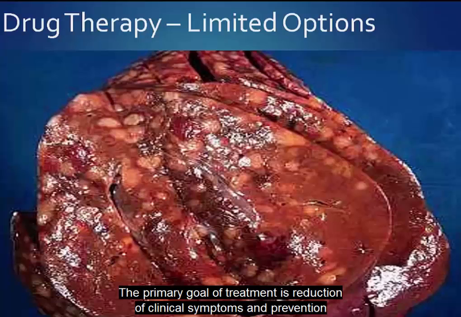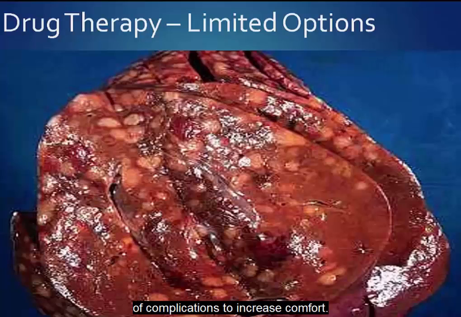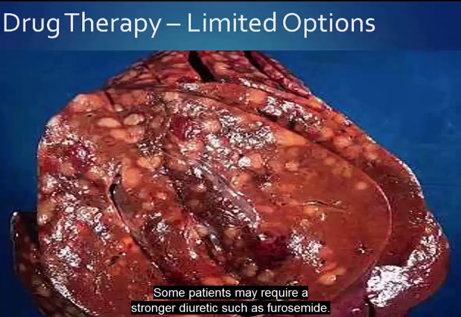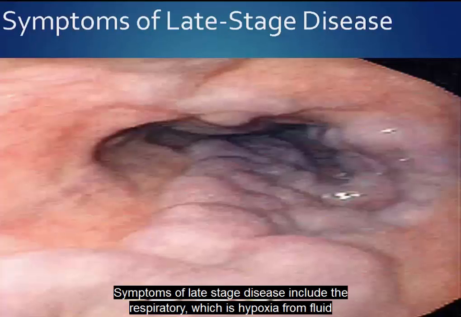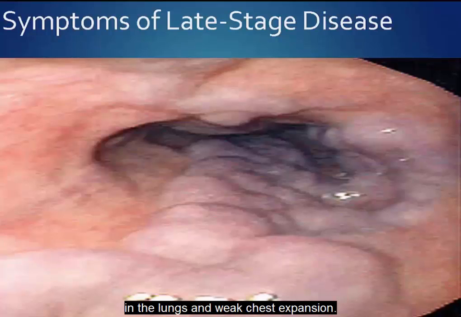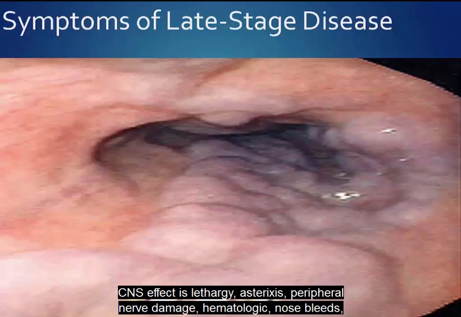The primary goal of treatment is reduction of clinical symptoms and prevention of complications to increase comfort. Some patients may require stronger diuretics, such as furosemide. Symptoms of late-stage disease include the respiratory, which is hypoxia from fluid in the lungs and weak chest expansion. CNS effects are lethargy, asterixis, peripheral nerve damage.